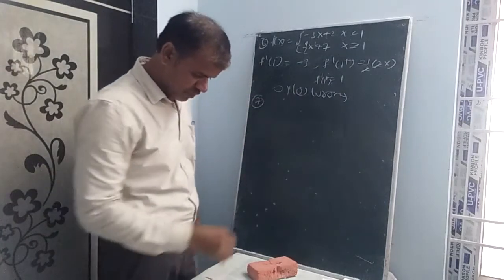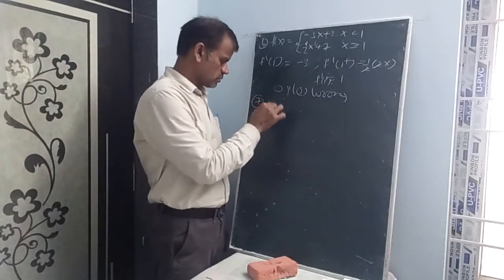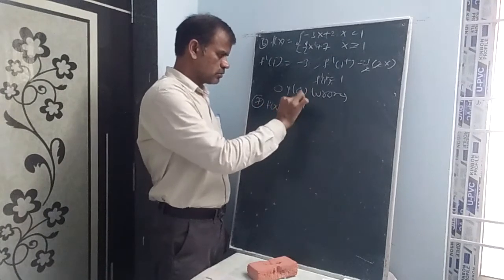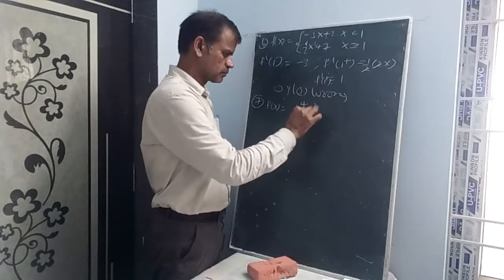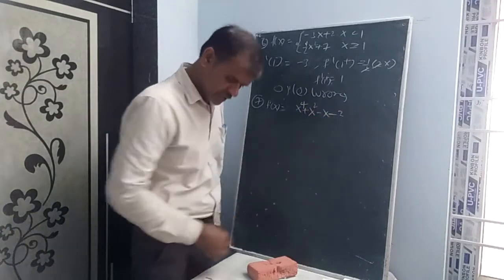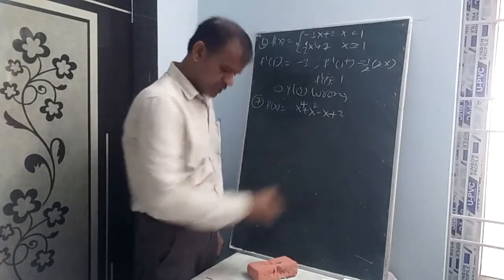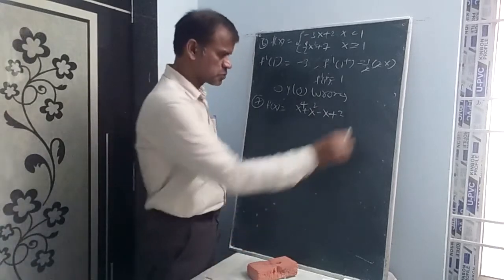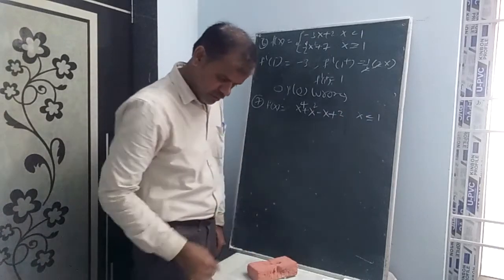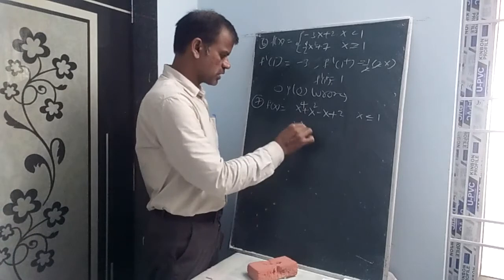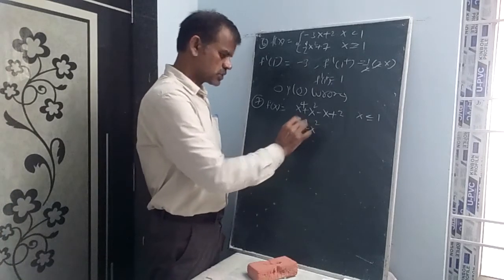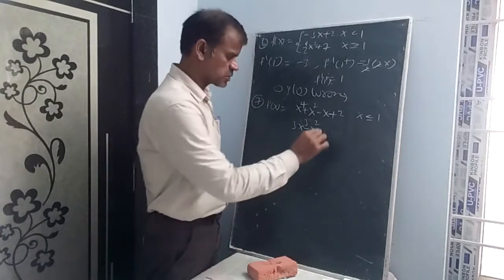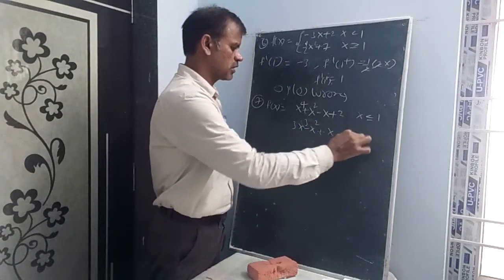Now seventh one, f of x is equal to x power 4 plus x square minus x plus 2, x less than or equal to 1, and 3x cube minus x square plus x, this is x greater than 1.